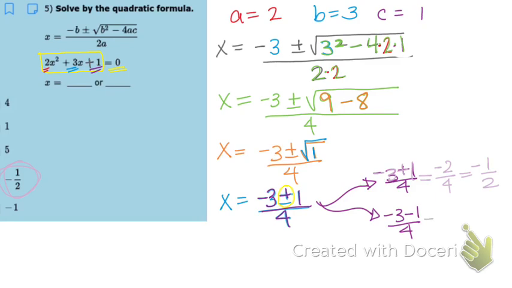And then this one, negative 3 minus 1 is negative 4 over 4. And negative 4 divided by 4 is negative 1. So this is the second answer. So these are the two answers. I think you saw the 4 over 4, and then they changed it to negative 1. They just simplified because 4 divided by 4 is 1, and then they put the negative sign.